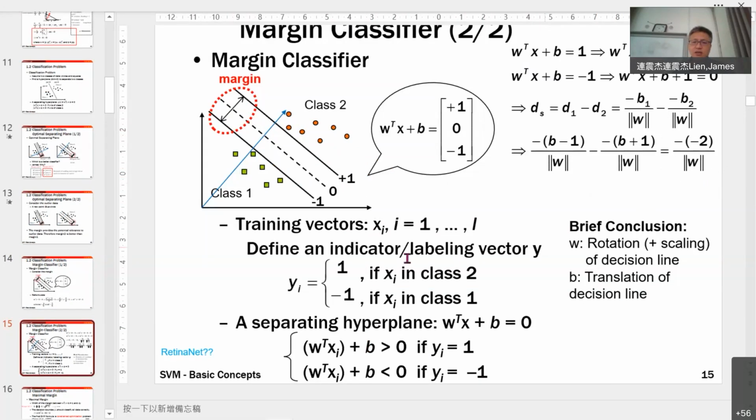Okay. And for the labels, suppose class 1 is labeled minus 1 and class 2 is labeled 1.